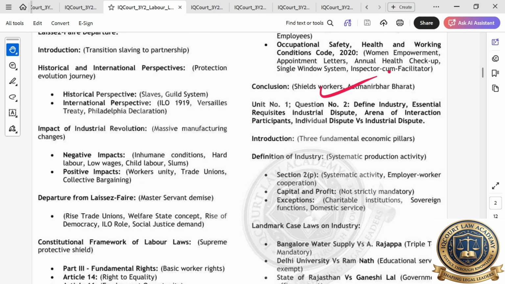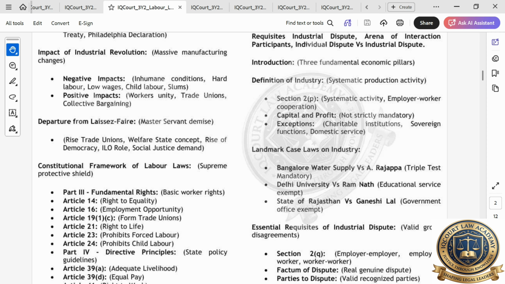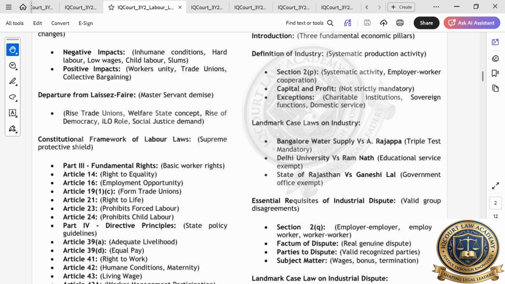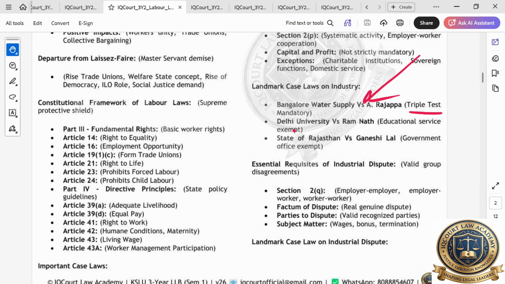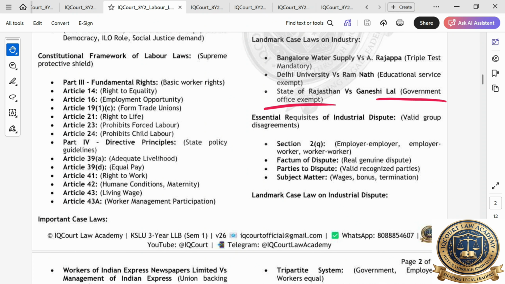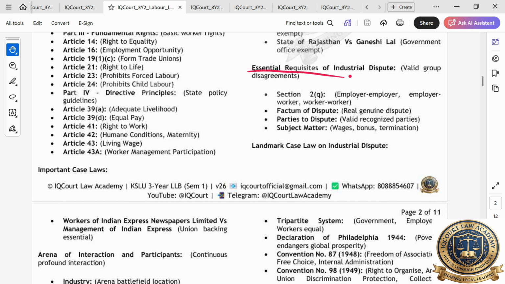This is question one of unit number 1. Question number 2: define industry, essential requisite, industrial dispute, arena of interaction, participant and individual disputant versus industrial dispute. See the way we explain the introduction; from the introduction to the conclusion, we provide the headlines and keywords. Definition of industry, 2P. Systematic activity should be there. Worker, I told you, right? Employer and worker cooperation should be there, and there should be production of goods and services. That is the definition, in a simplified manner. We provide the triple test, and mandatory education services exempted in Delhi University. These are the case laws we provide, and also the essential requisite for industrial dispute.